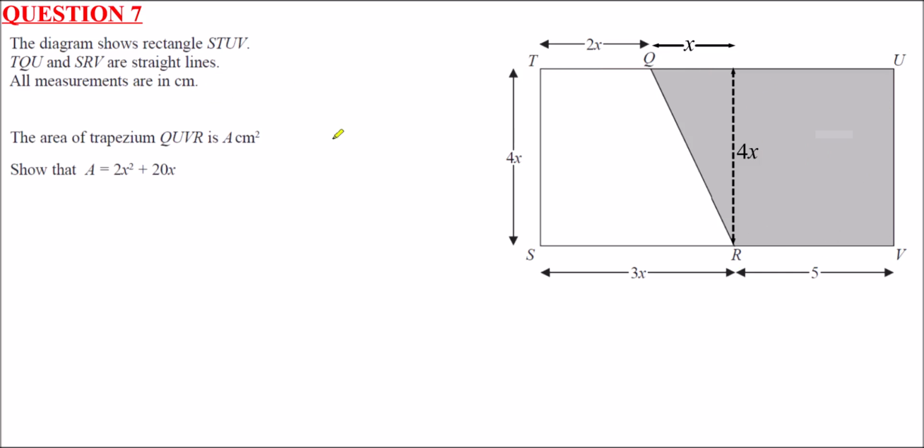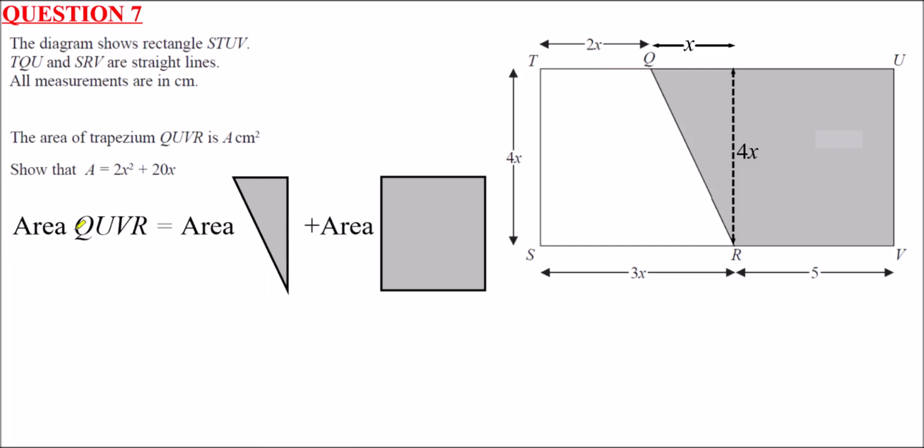So this trapezium total area is the area of this triangle plus the area of this rectangle. Area QUVR is area of a triangle plus area of rectangle, like I've said. And just label on the dimensions, the area of a triangle is going to be half times 4x times x, because the area of a triangle is half times base times height. And for the rectangle, it's just 5 times 4x. But of course, the area of QUVR is A, so this will tell us A, which is what we're trying to find.